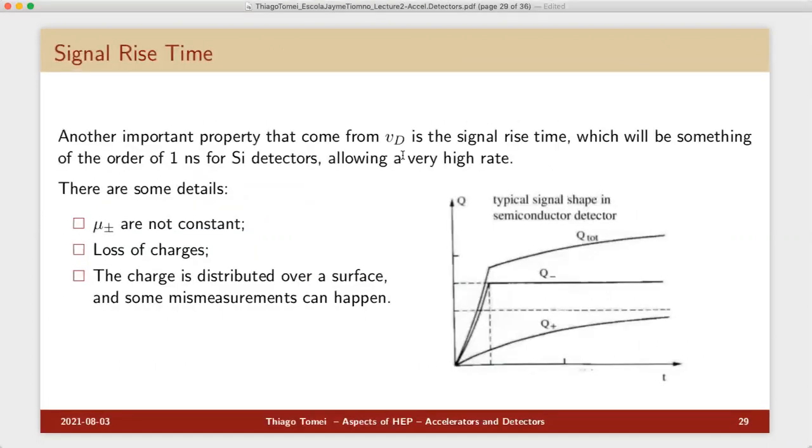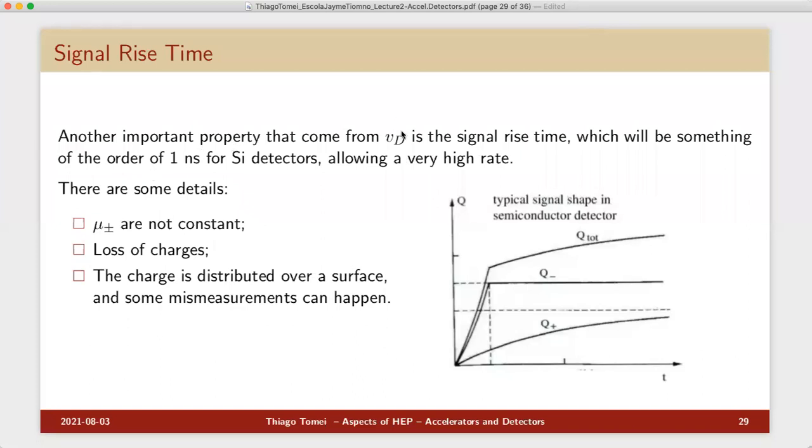But Thiago, if silicon detectors are so much better, why don't we have silicon detectors everywhere? And the answer is the same answer as why don't we have the best everywhere, right? It's obviously because silicon detectors are much more expensive than just taking a big chamber and filling it with gas. Let me go a bit quicker.